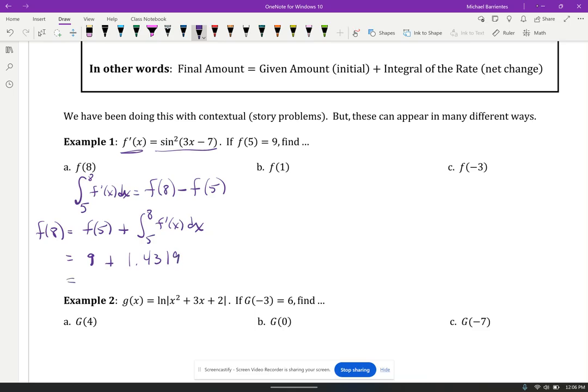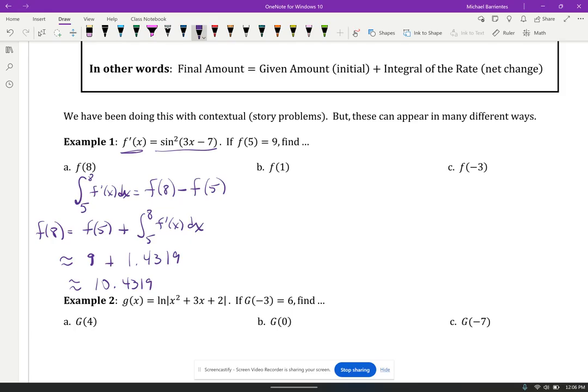1.4319. And when I put those two together, I'll get 10.4319. And I'm going to say this is about, because I did cut it off, right? I did cut off my decimal. So we're going to say it's about this. But I figured out the answer. I was trying to find the value of f of 8 without knowing what f is. By using the fundamental theorem of calculus and the accumulation model, I can figure that out.